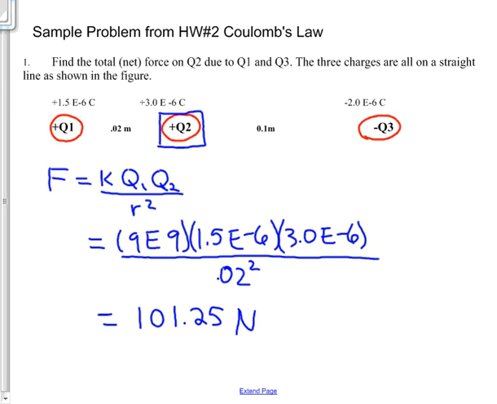Now I would like to think about what the direction is of this force. This is the force that Q2 feels because of Q1. Q1 and Q2 are both positive charges, so they repel each other. So this force is to the right because Q2 is repelled by Q1. So we will put right here, and that is our first force.